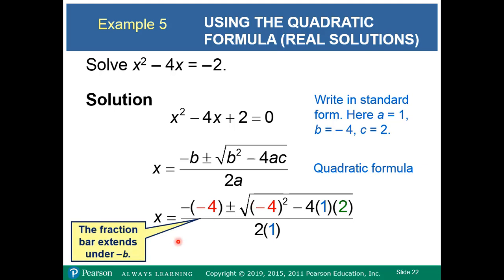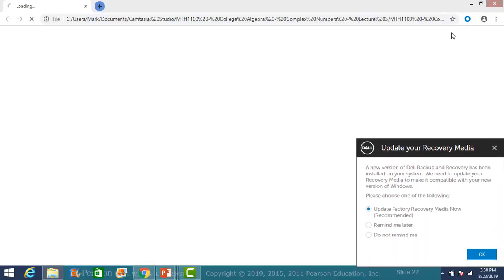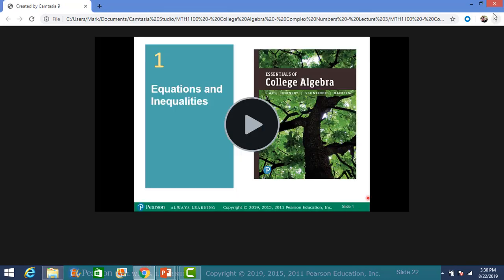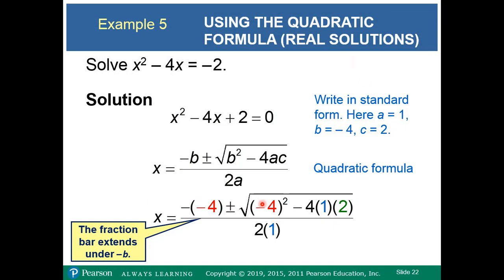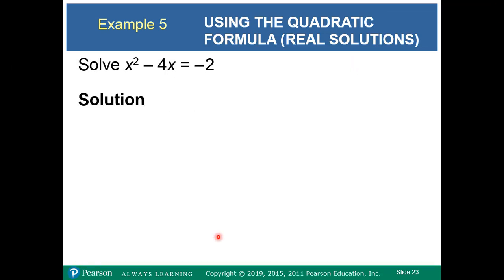Now, keep in mind, we're doing the negative of B. Well, B is -4, so we're doing the negative of -4. Here we're doing -4 squared, the whole quantity -4 squared. Always be careful of that. Then all you do is stick it in your calculator and simplify.